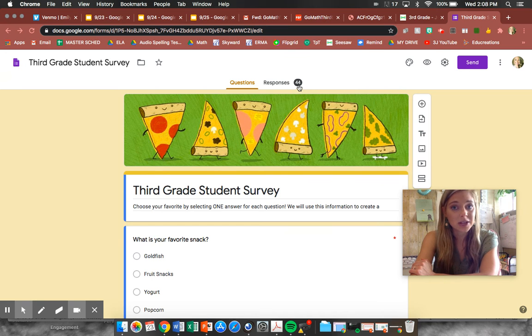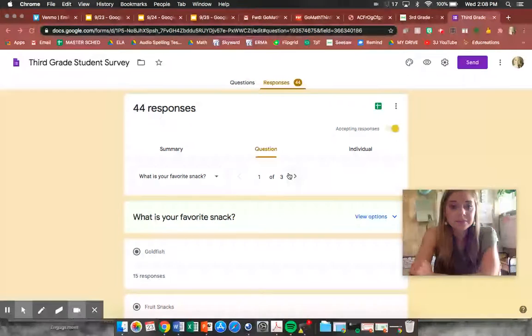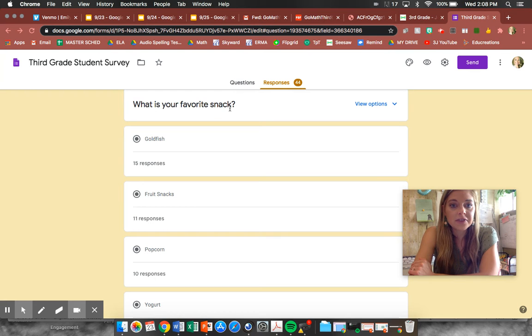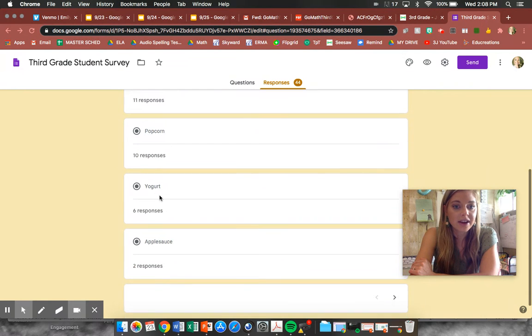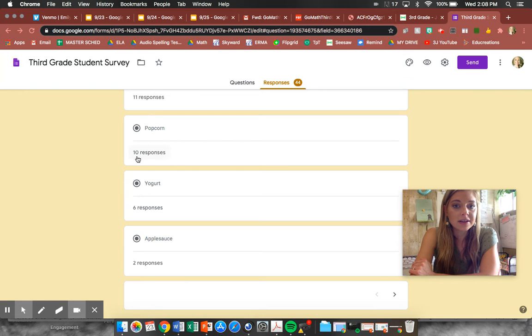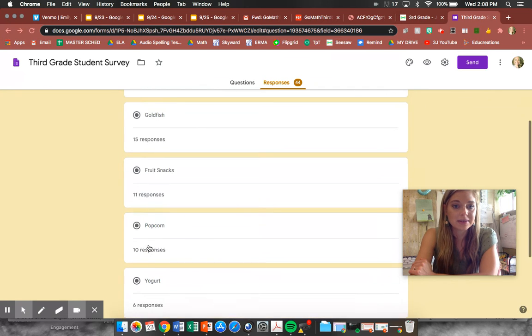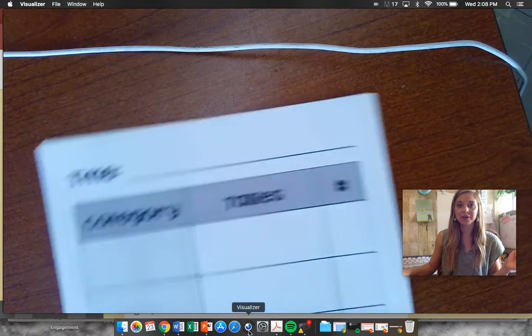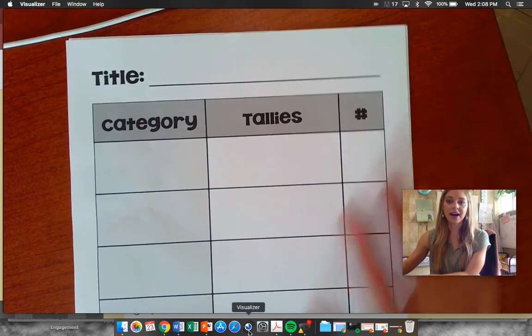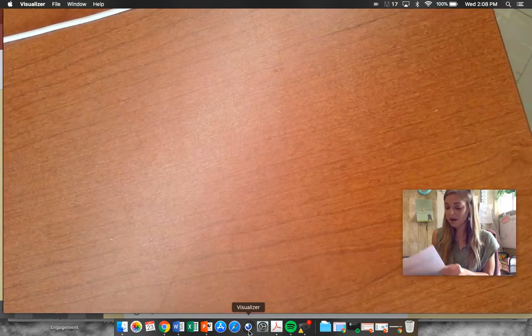Data is information. Okay, so whenever I say data, I just mean information. This is the results of our survey. So these are everybody's answers. So as you can see here, what is your favorite snack? We had 15 people say that goldfish is their favorite. 11 people say that fruit snacks is their favorite. Popcorn got 10 votes. Yogurt got 6 votes. And applesauce got 2 votes. All right, so we're going to create a frequency table using that data. I thought that would be kind of fun instead of doing ones from the book.